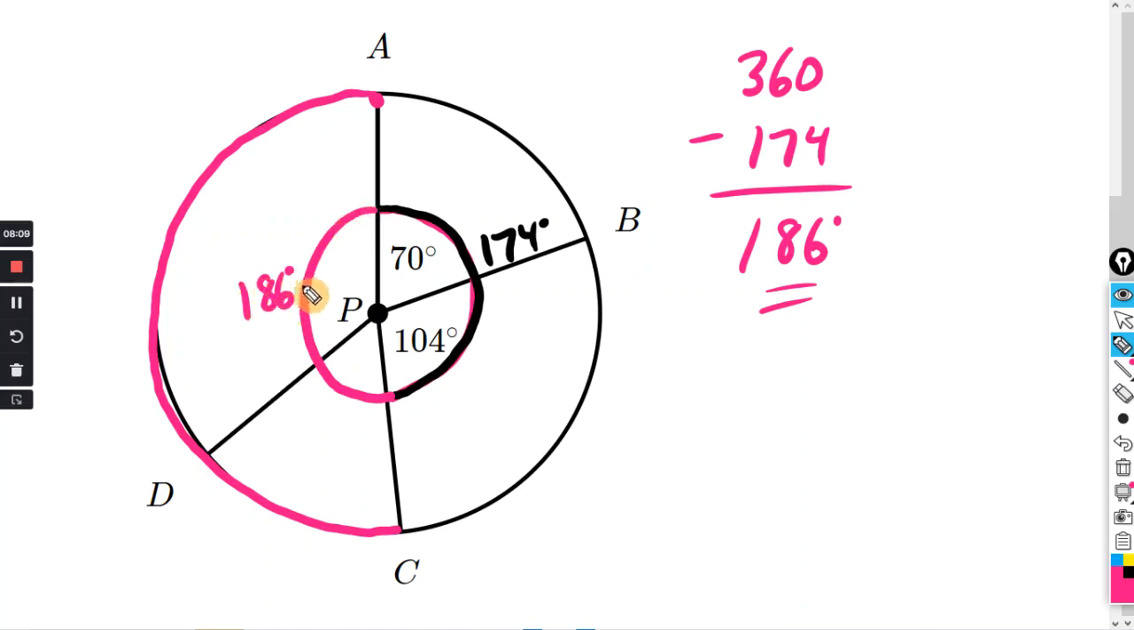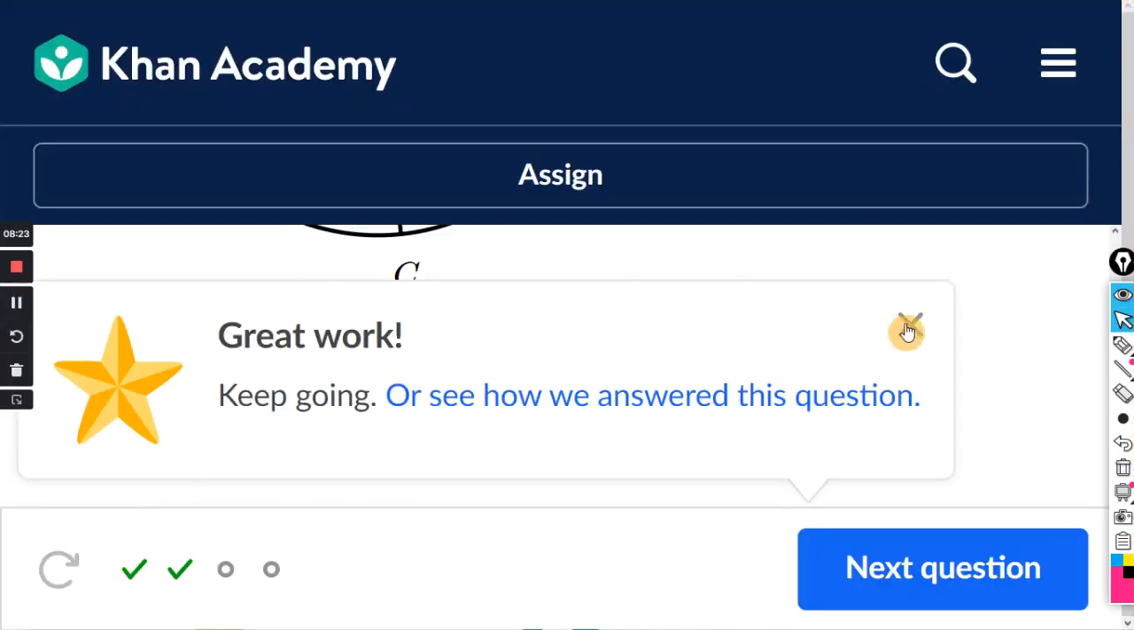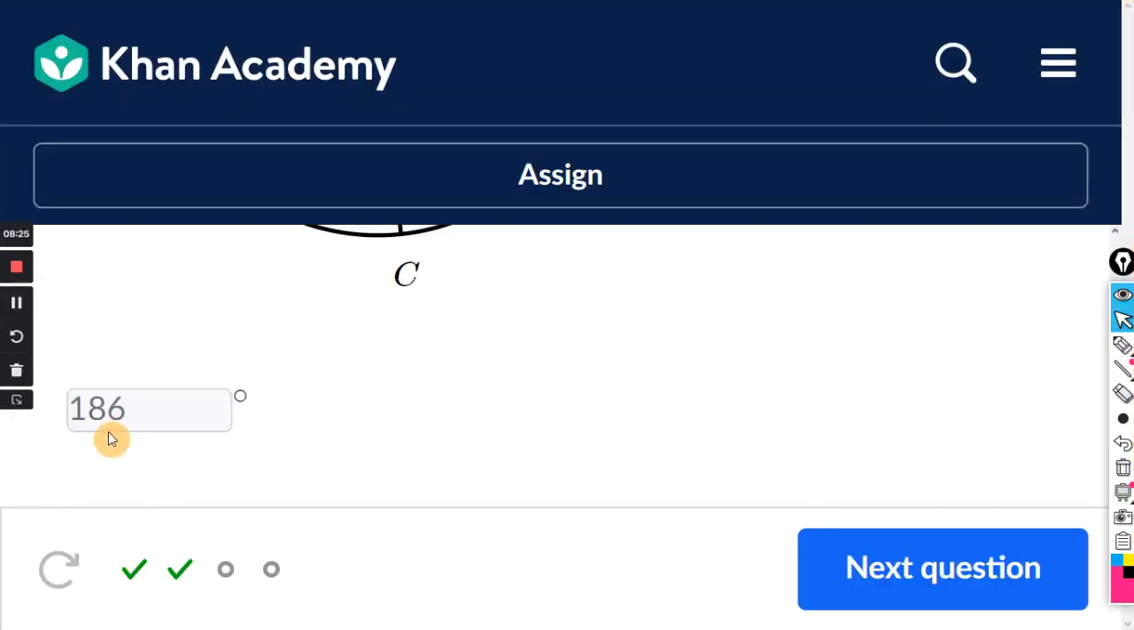So this portion in pink is going to match this arc in pink as well. So that is also going to be 186 degrees. That's the measure of arc ADC. All right, 186 right in the box.